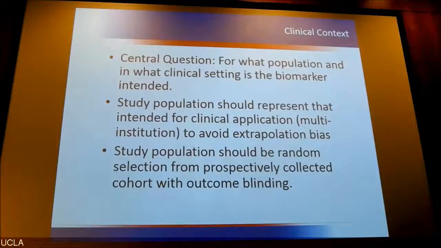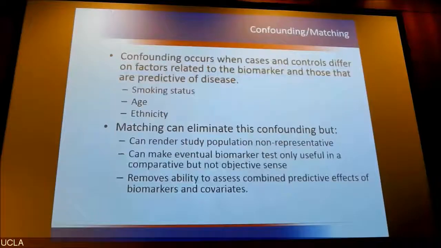Ideally, we want our study population to be a random selection from a prospectively collected cohort with outcome blinding. We also have to consider the issue of confounding. Confounding is when cases and controls differ on factors that are related to the biomarker and that are potentially also related to the stage of the disease. This could be, for example, smoking status, age, and ethnicity. If we ignore these factors in our study design, we can potentially build a marker that detects whether someone's older or younger, but not whether they actually have disease.